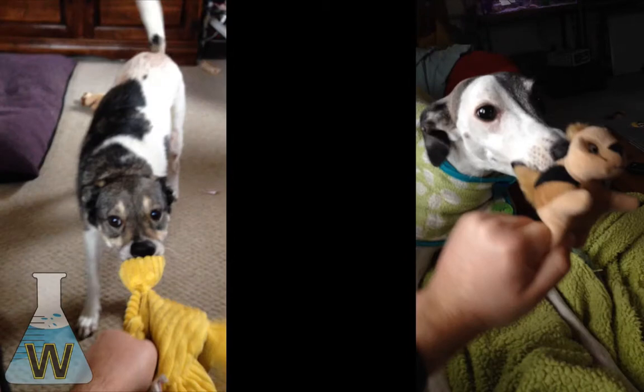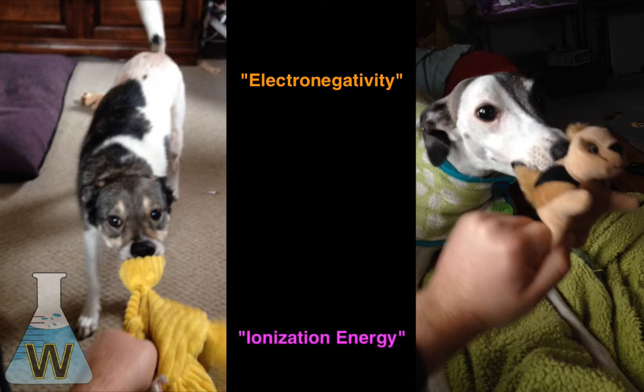So how does this deal with anything? Well, let's bring the two boys back side by side to compare. In both cases, the dogs were trying to hold on to their toy. That's why we called them electronegativity, because that's how strong an atom holds onto its valence electrons. Also in both cases, we called me ionization energy, and that's because that was how much energy it took to pull the toy away from the dog, the same way ionization energy is how much energy it takes to pull an electron away from an atom.